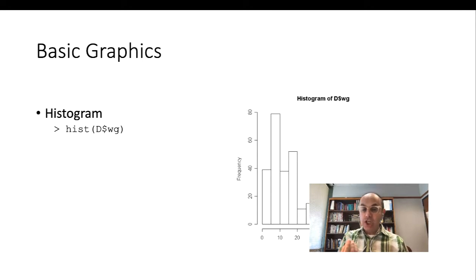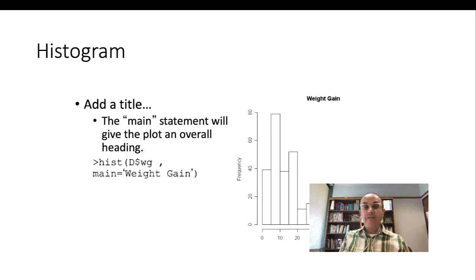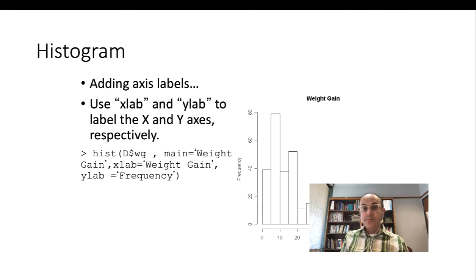For example, a histogram, and I'm using a data set called capital D dollar sign WG, and it will show the following. I will talk more about the data set, and we will learn how to incorporate different data sets. Into this, I can add a little title, using main, and I will give it a title. I can add axis labels, which is really important.